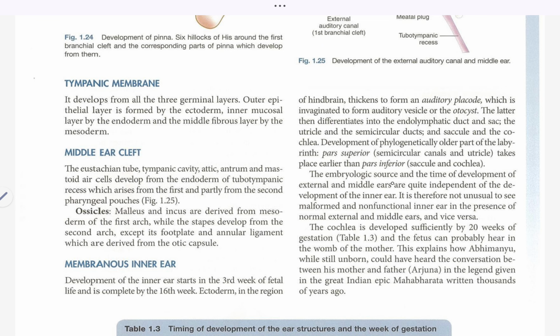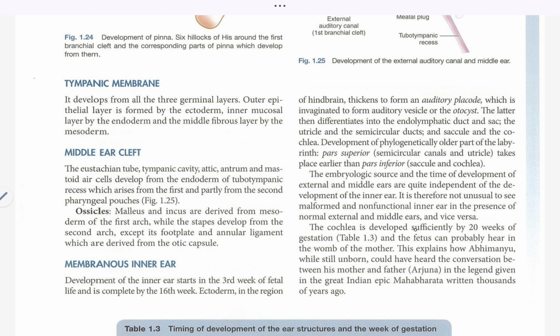The embryological source and the time of development of external and middle ears are quite independent of the development of the inner ear. It is therefore not unusual to see malformed and nonfunctional inner ear in the presence of normal external and middle ears and vice versa.